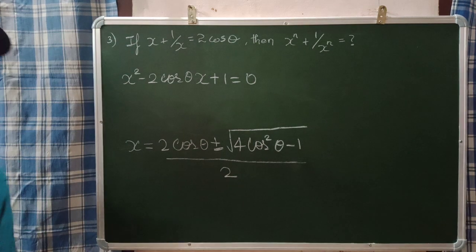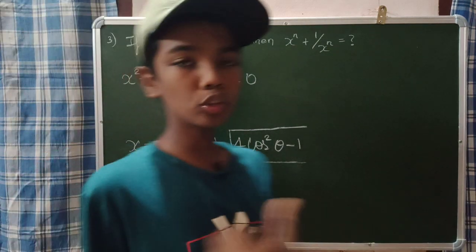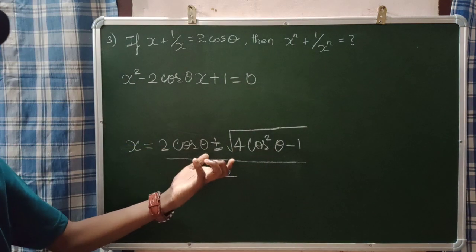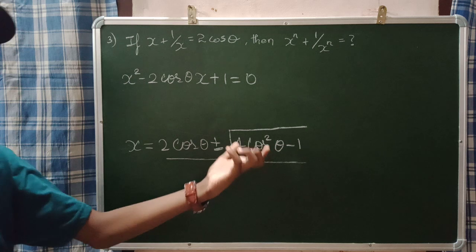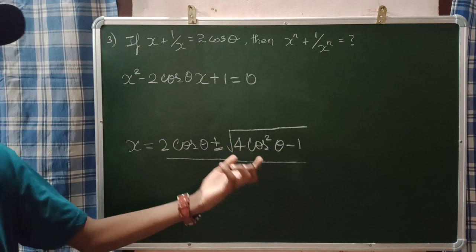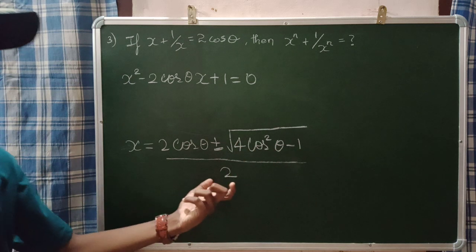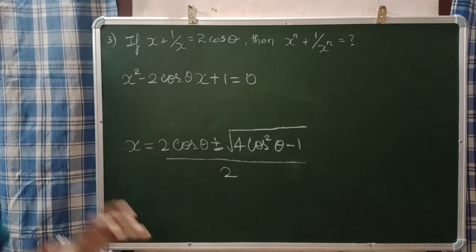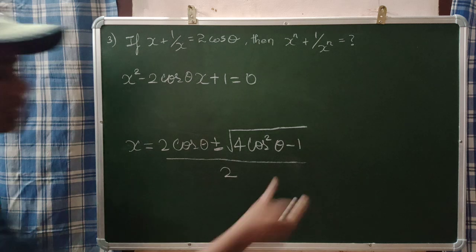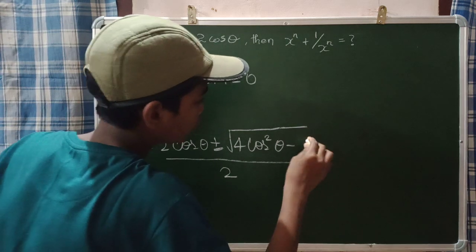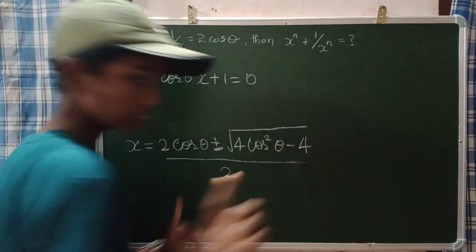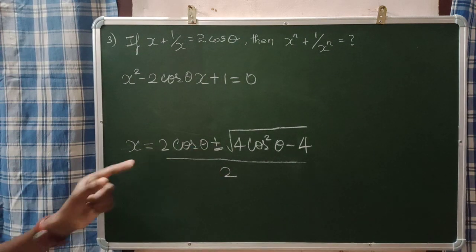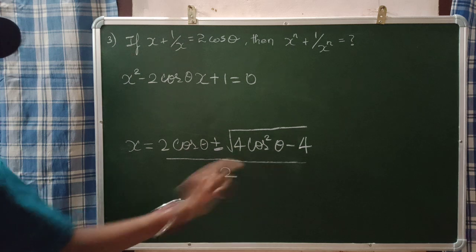Guys, I'm just using your roots formula, which is minus b plus or minus root of b square minus 4ac divided by 2a. So minus b is 2 cos theta plus or minus root of b square minus 4ac, the discriminant, is 4 cos square theta minus 1, divided by 2a, which will be 2 into 1, which will be 2 in the denominator. Now listen carefully guys. Here it will not be 1, okay? It will be 4. Sorry, I wrote it as 1, it will be 4. So root of 4 cos square theta minus 4, this will be your discriminant value.